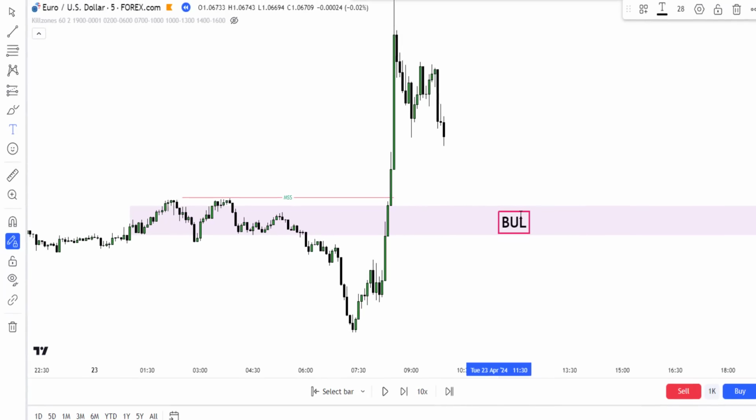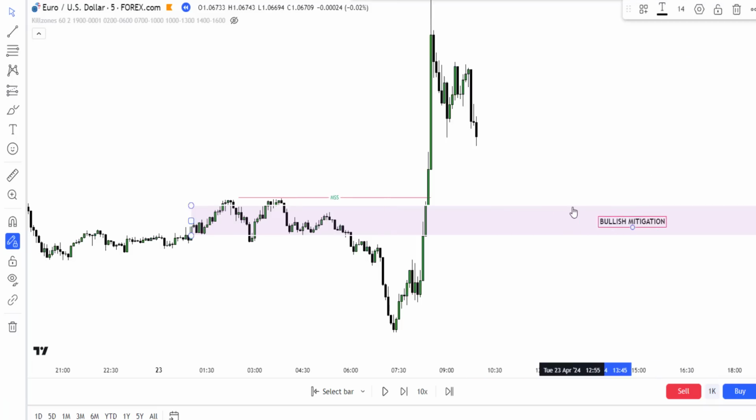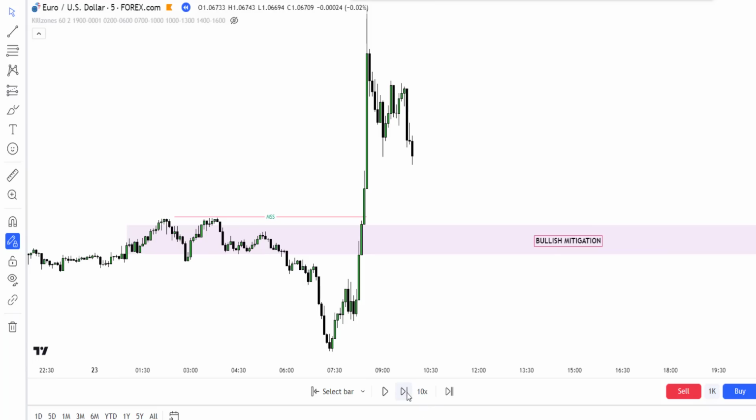Bullish mitigation block. It's a final confirmation I'm showing you before you get into a trade. You do this, you will not have trouble taking trades, guys. You do this, you will not have trouble. So let's go. 5 minutes.